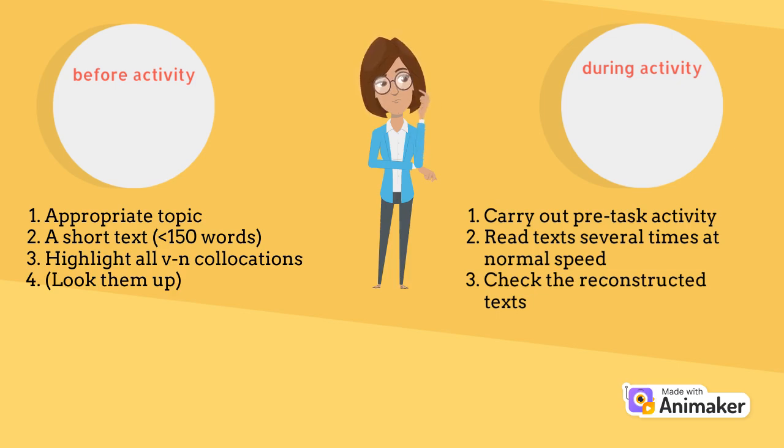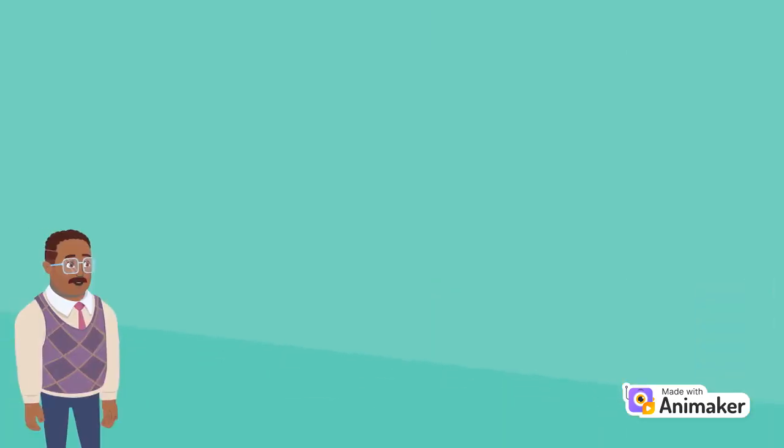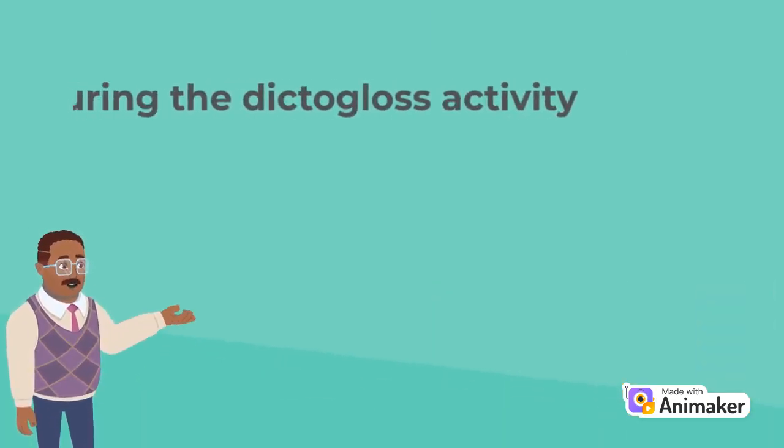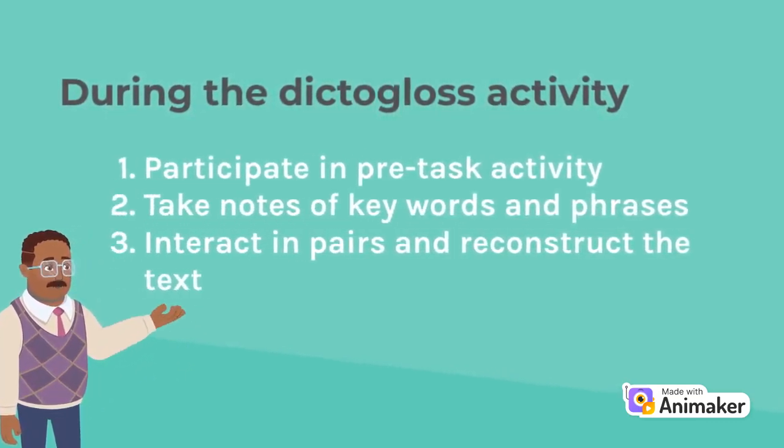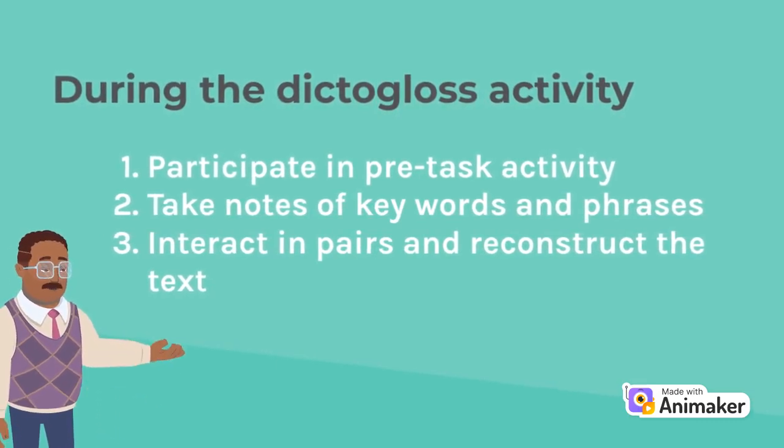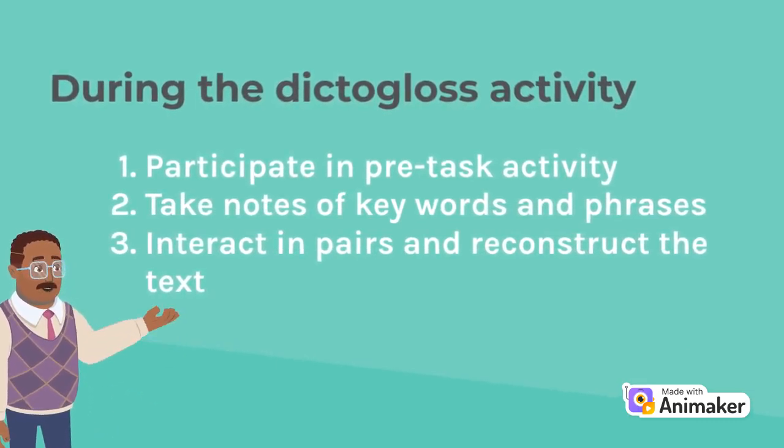For students who participated in a modified Dictogloss activity, they need to first take part in the pre-task activity assigned by the teacher. And then, while the teacher is reading the text, they take notes of the key words and phrases. After that, they will interact in pairs and reconstruct the text in writing based on their notes and what they remember from the reading by the teacher.